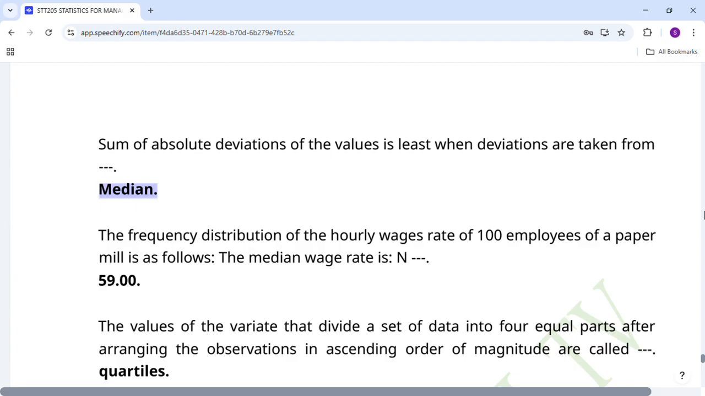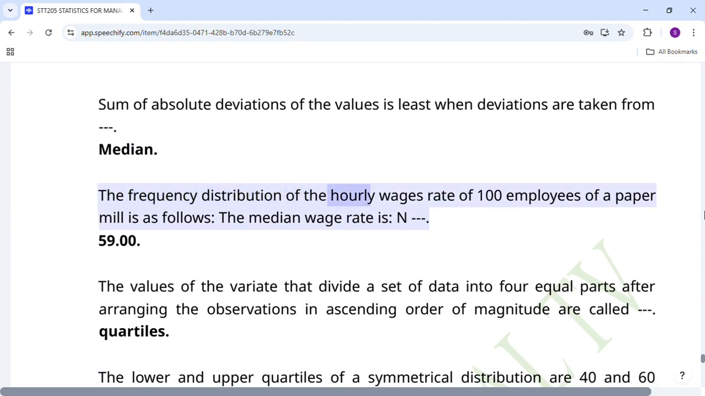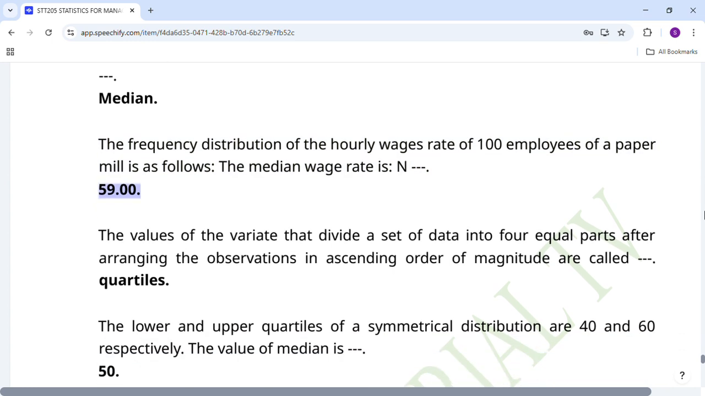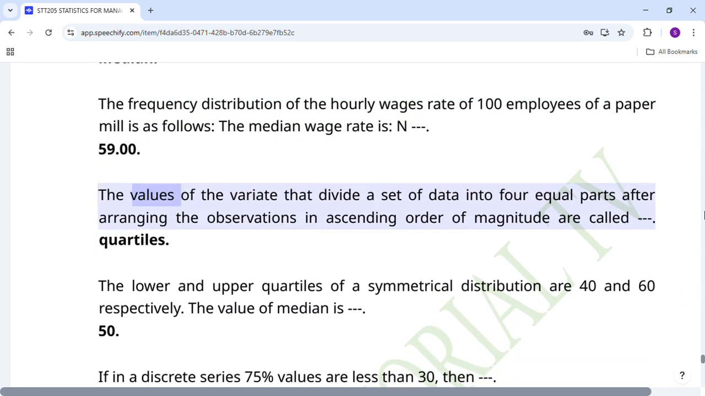The frequency distribution of the hourly wage rates of 100 employees of a paper mill is as follows. The median wage rate is 59.00. The values of the variate that divide a set of data into 4 equal parts after arranging the observations in ascending order of magnitude are called quartiles.